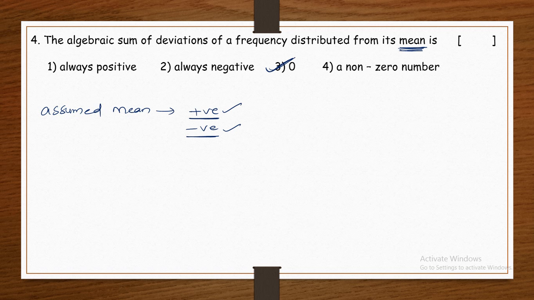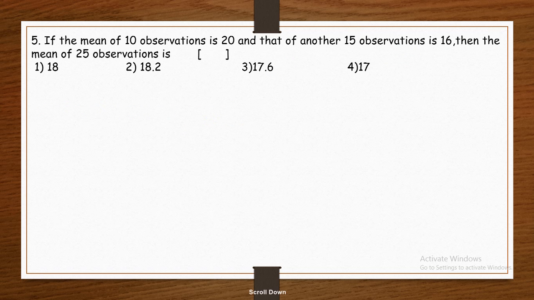So if the assumed mean is not the actual mean, then the sum of deviations is either positive or negative. But if the assumed mean is the actual mean, then the sum of deviations is 0, right? Next, moving on to question number 5.